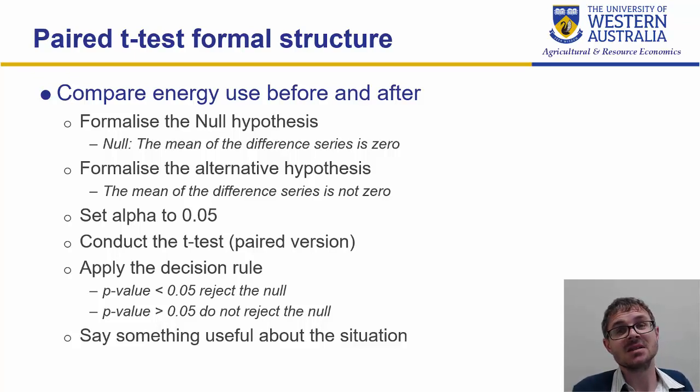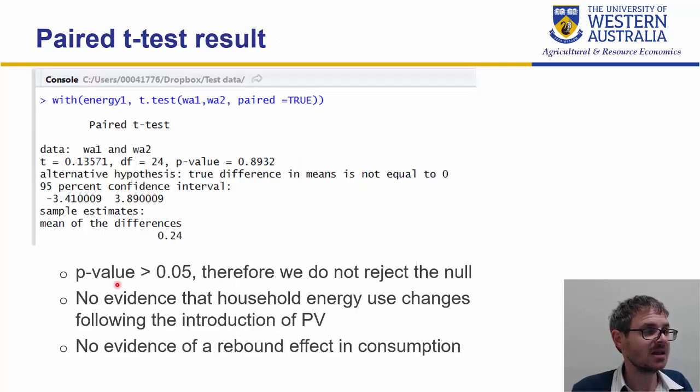And then of course we want to say something useful. We don't ever want to really just be conducting tests for the sake of conducting tests. We always want to be able to say something useful. So then we implement our paired t-test, and we just put the setting on paired equal to true. And when we implement the paired t-test, we see that the p-value is above 0.05, so that means that we do not reject the null. The implication of the null is that there's no change in behavior once you install PVs in terms of the amount of energy that you consume.